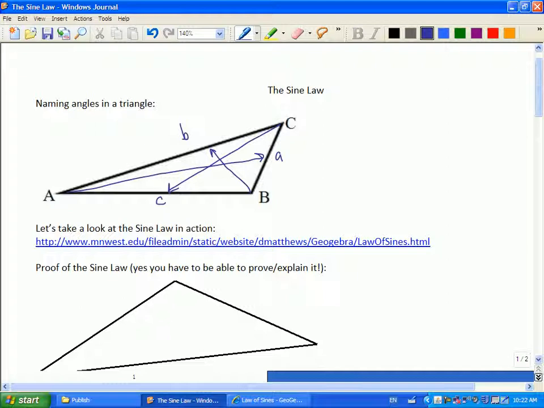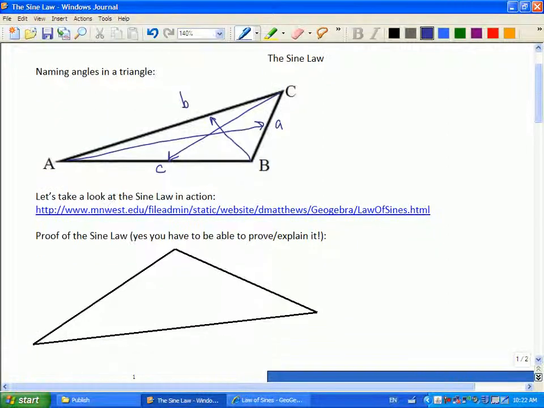That's just the convention that we use to make it easy for you to know which sides we're talking about. The side and the angle are directly across from each other. I'm going to show you what the sine law says, and then I'll show you how you get that formula. First of all, we'll take a look at the sine law.